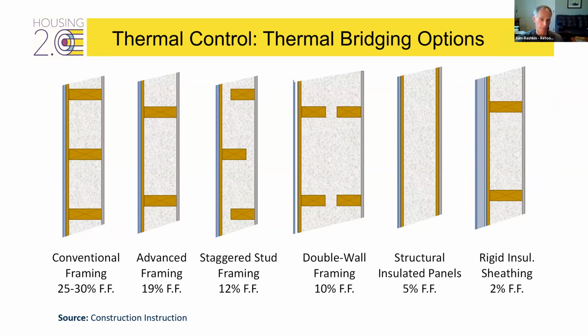Even double wall framing is about 10% framing factor. I believe everyone needs to be around 5% or less. So again, I strongly encourage people to think about advanced wall systems like structural insulated panels or insulated concrete forms, or they can make rigid insulated sheathing work. That would get you down to 2% framing factor. I'm indifferent. Once I'm to 5%, I'm good. But I believe everyone needs to be at 5%.